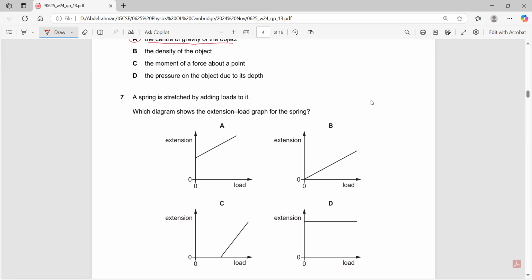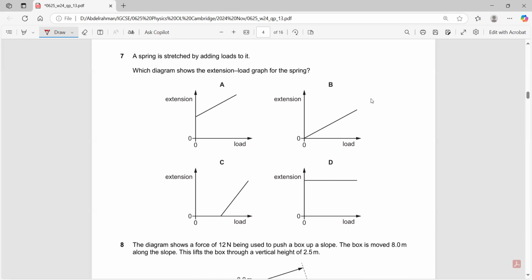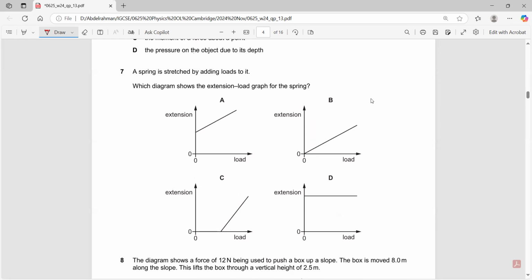A spring is stretched by adding loads. Which diagram shows the extension load graph? Think about it. Is it A? Is it B, C, D? I guess C is wrong. D is probably still wrong. The extension has to change with the load.